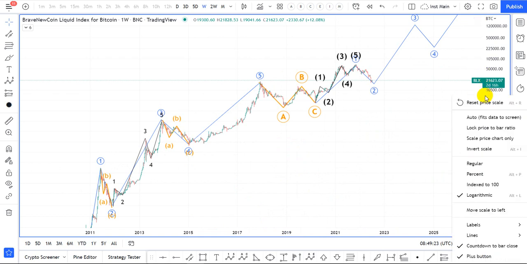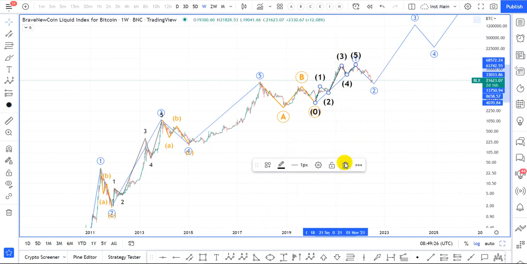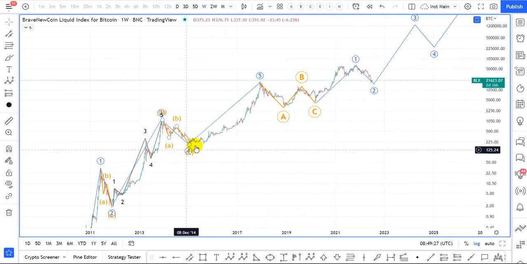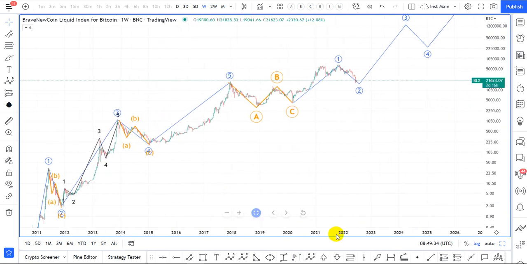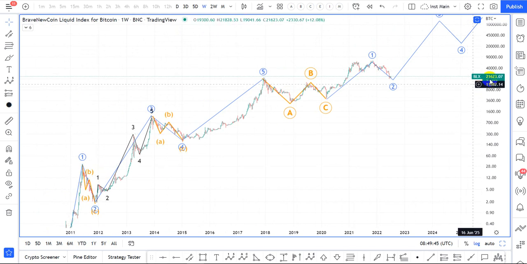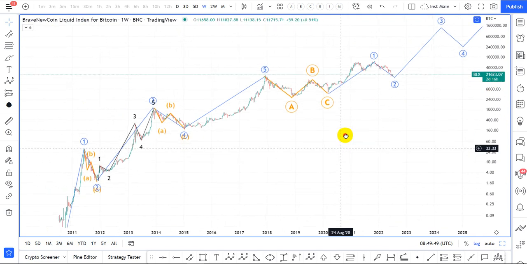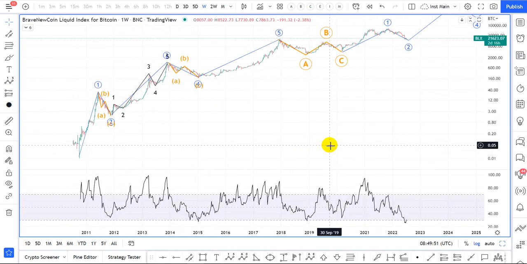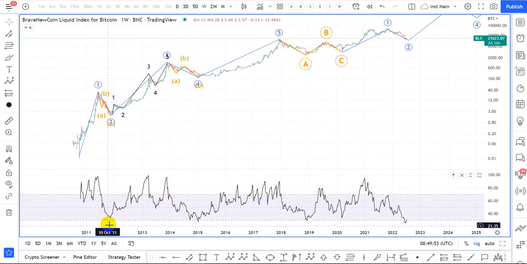How can we most likely find those most important tops like 4, 5, 3, 2, 1? To do that, go to a higher time frame, and right now we're on the 1 week time frame. And by the way, this is the Brave New Coin index. So that's the whole history of Bitcoin. And here comes the help of such a powerful indicator like RSI. Check this out.